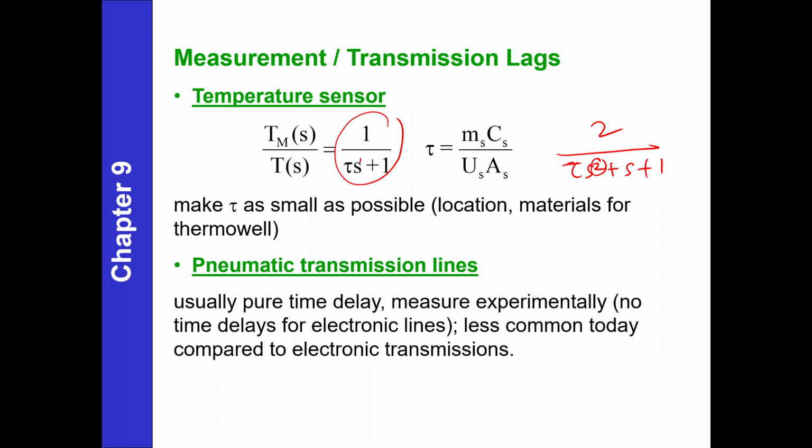So for this, the location of the sensor and the material are very important because we try to avoid this transmission delay. And for the pneumatic transmission line, there is no time delay, but it is less common today compared to other cases about the transmission. Nothing so important. That's all from me. Thank you for your time.